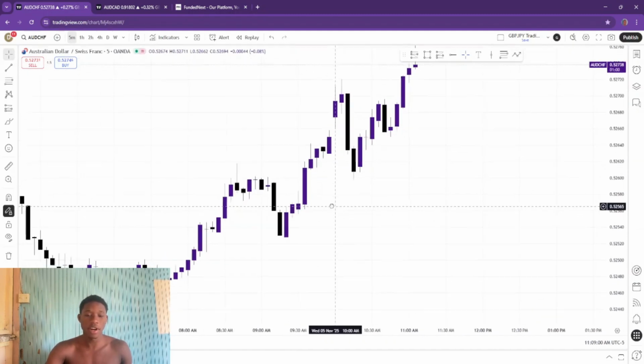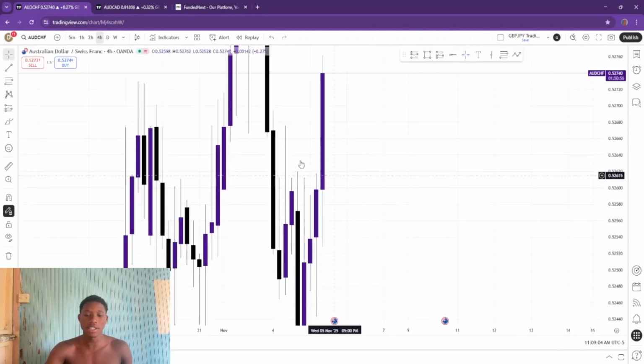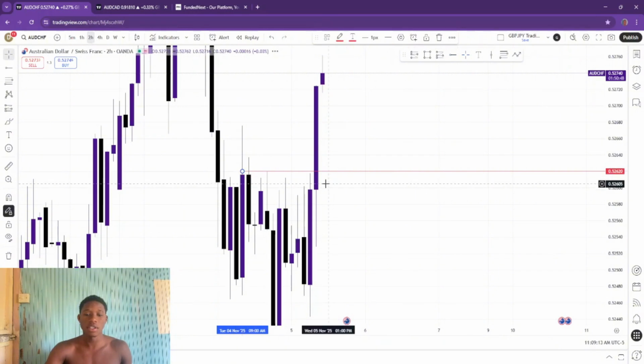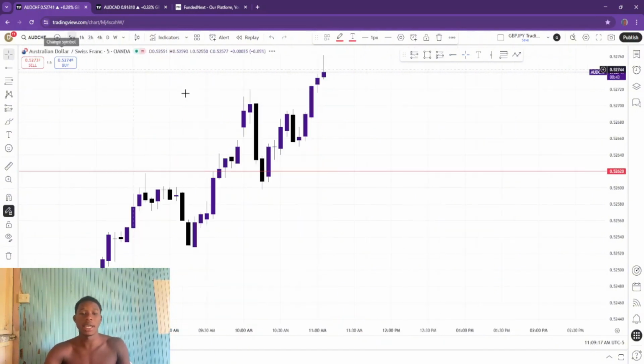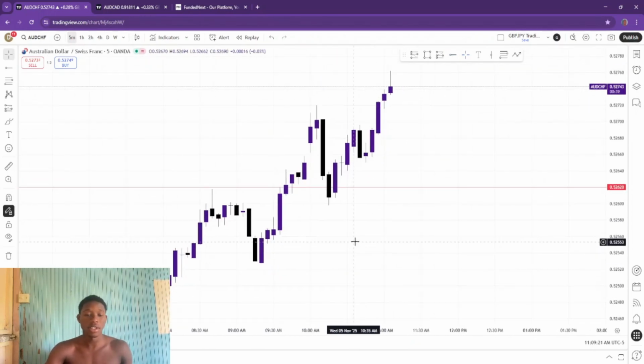So on AUD CHF, I look at the 4 hour. I see the 4 hour just broke above a high. That's a high, bullish and a bearish candle. And then on the 2 hour, it was in an uptrend. The 1 hour is in an uptrend. So I'm looking at the higher time frames for higher time frame confluence, so I can see which direction I want to trade in.